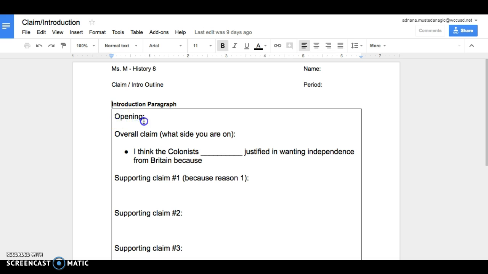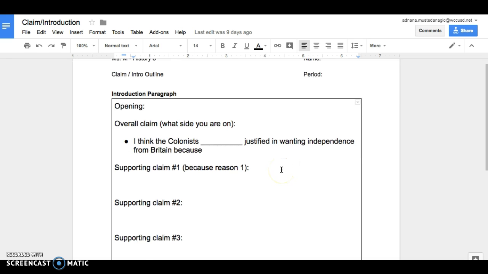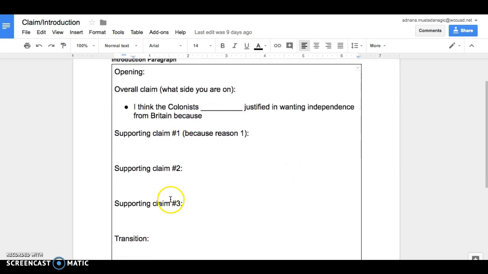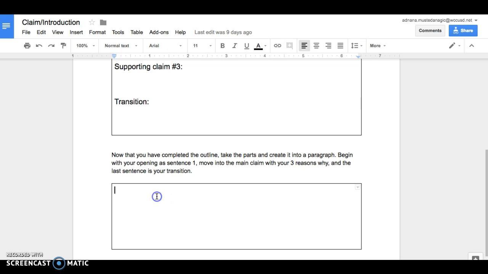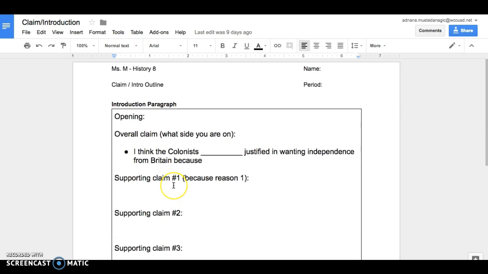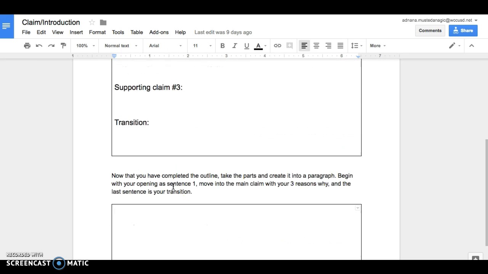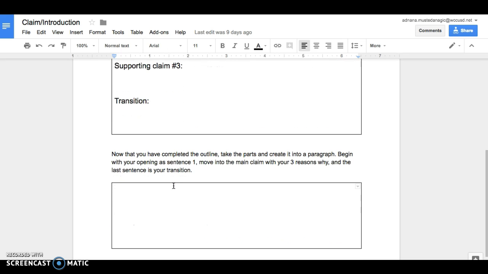Always starts with an opening and then picking a side. There will be a starter sentence here posted that helps them answer their unit question, and they come up with their 3 reasons why. A transition is the last concluding sentence that brings it all together, and then there's extra credit if they have time and if they're ahead. They take these chunks that they created for their introduction paragraph and then combine it down here into a full introduction paragraph that addresses their claim that they can then transfer over to their final.